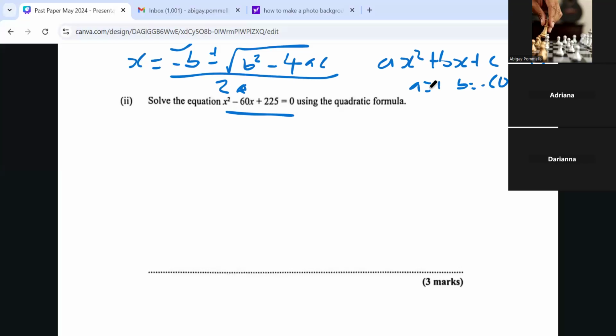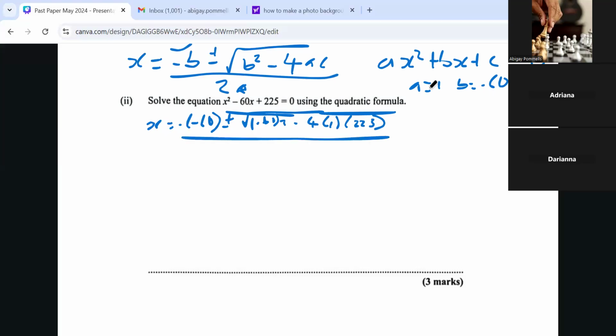All right, so based on that, let us plug it in. So x equals negative negative 60, plus or minus the square root of negative 60 squared minus 4 times a, which is 1, times c, which is 205, all over 2a, which is 2 times 1. All right.